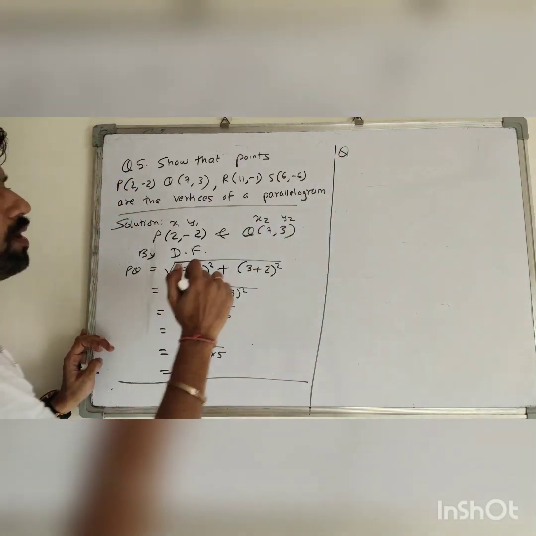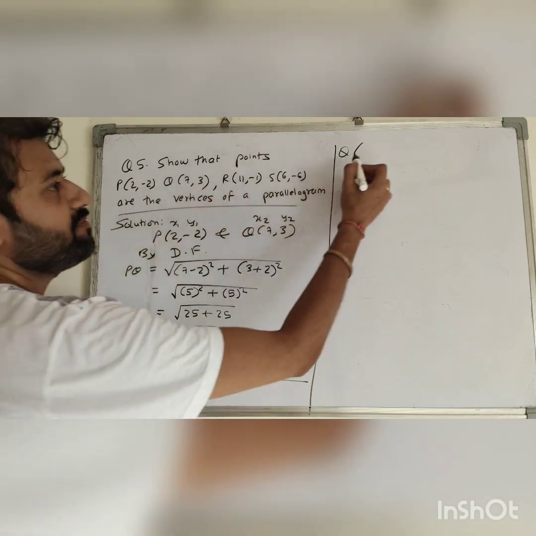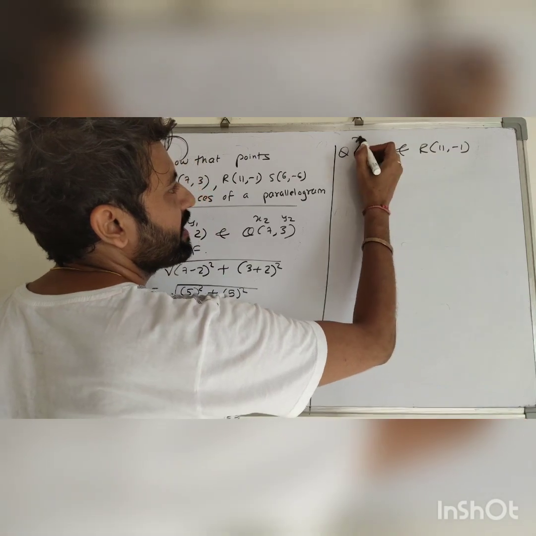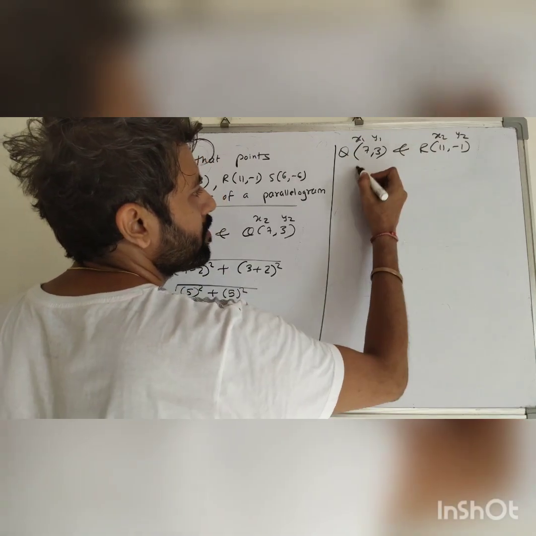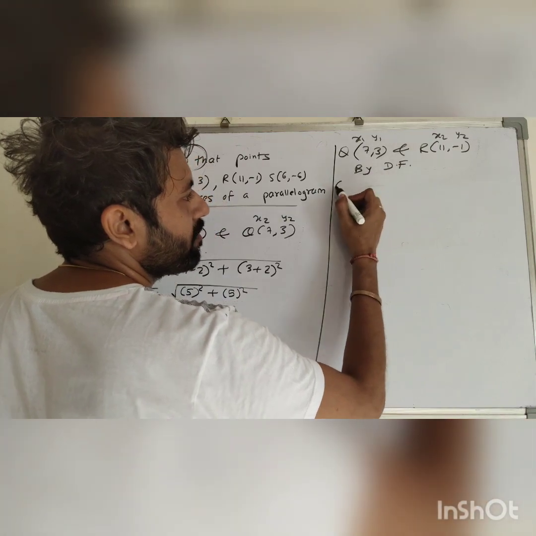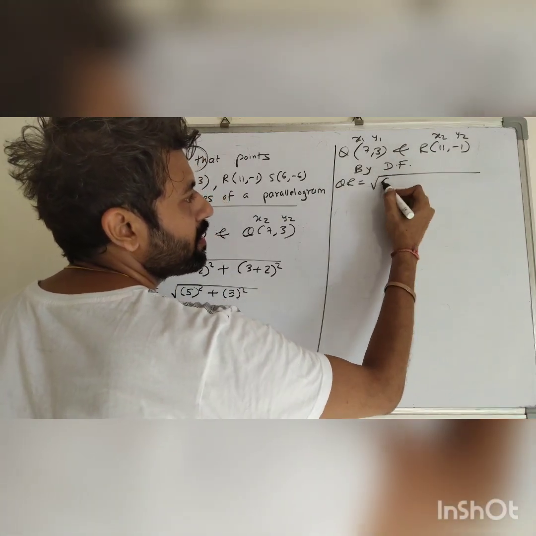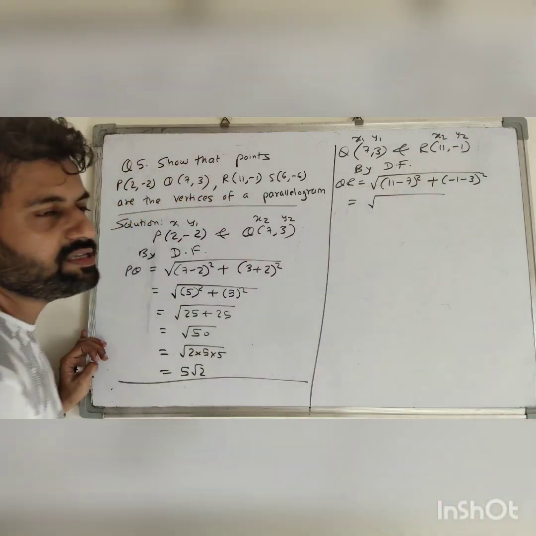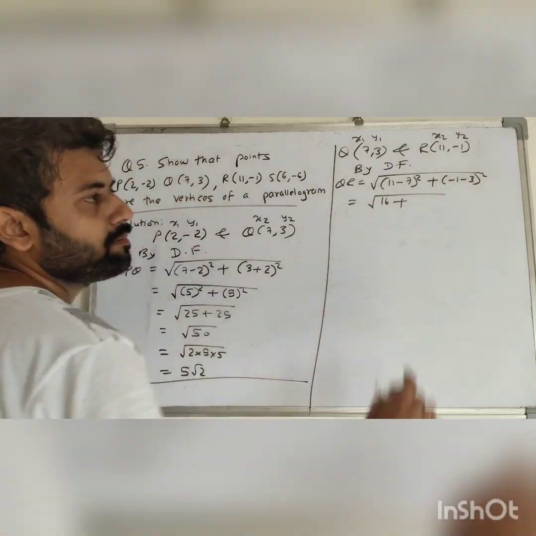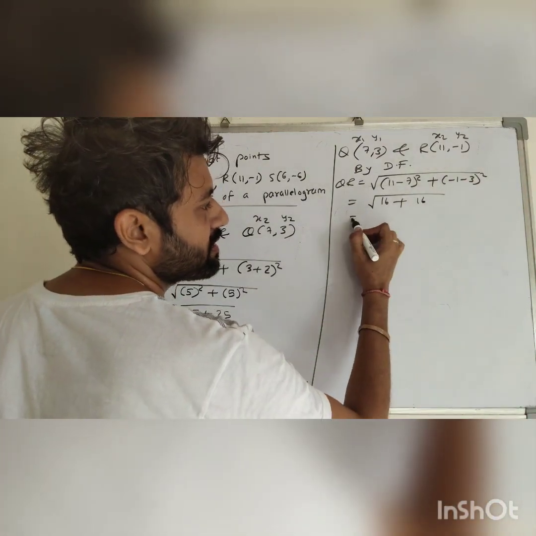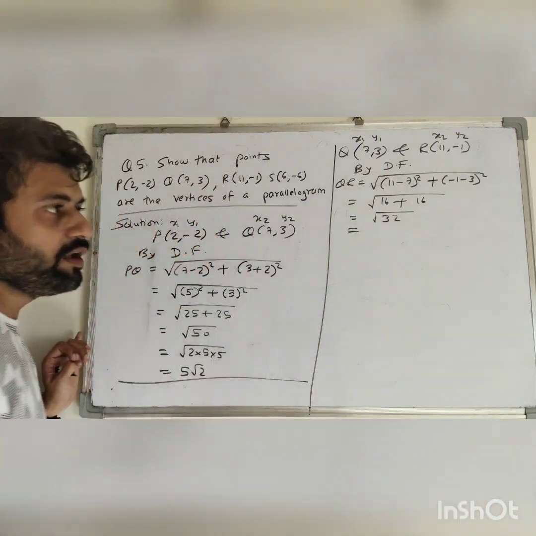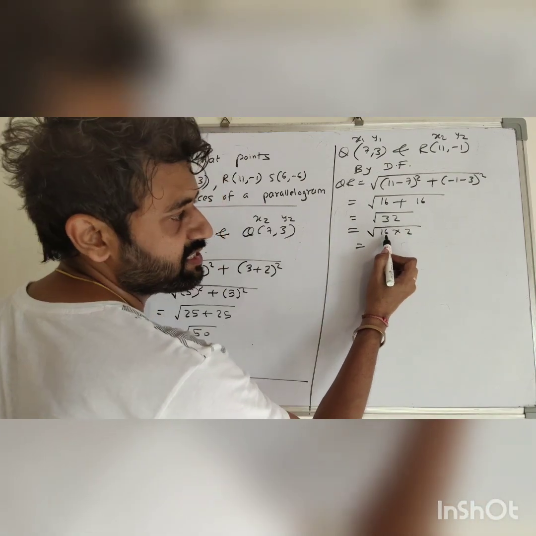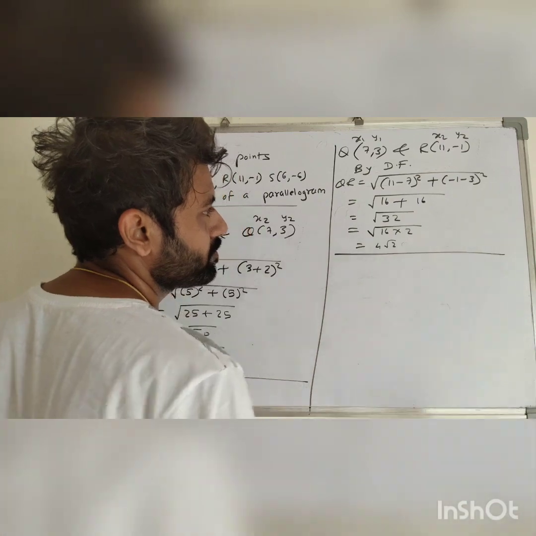After PQ we find QR. Q is (7, 3) and R is (11, minus 1), x1, y1, x2, y2. By distance formula, we get QR is equal to root of (11 minus 7) the whole square plus (minus 1 minus 3) the whole square. 11 minus 7 is 4, 4 square is 16, minus 4 square is 16, that is root of 32. If you want, you can convert it into mixed surd. 16 times 2 is 32, and 16 is the perfect square, so 4 root 2.